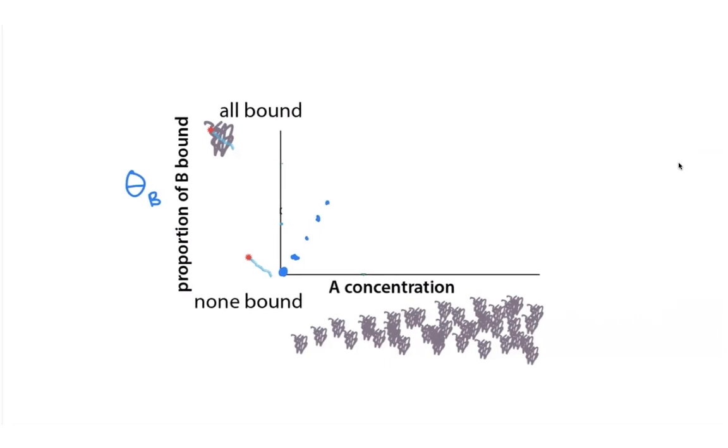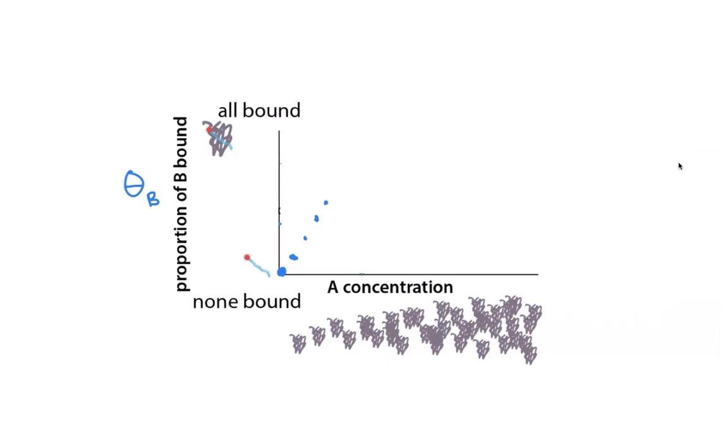But what happens if you end up with a lot of A? Well, now all your B is going to be saturated. So if you have a ton of A, you're going to saturate all of your B, and you're going to be all bound. Even if you add more A, you're going to plateau out. And in between, we'll have a curve like this. So we get this hyperbolic curve.